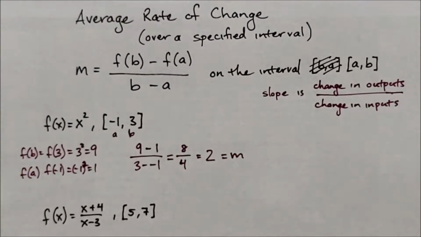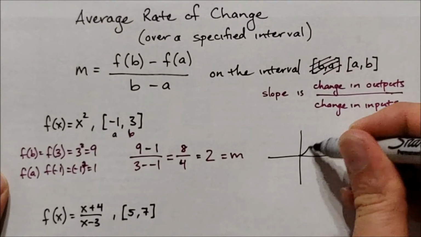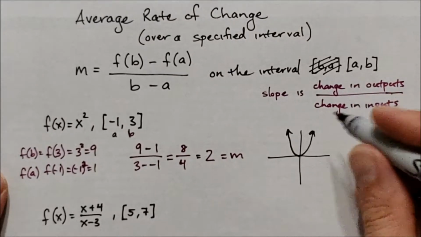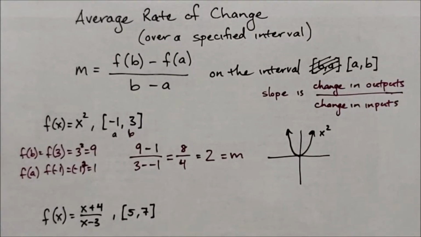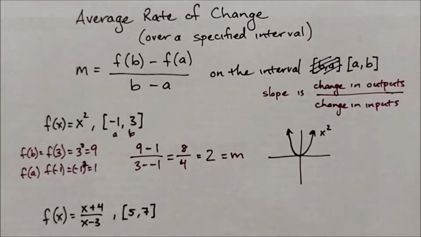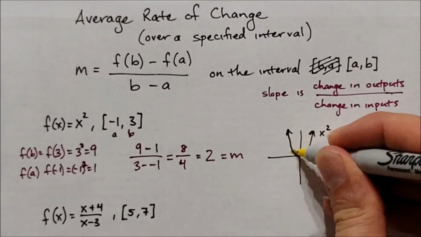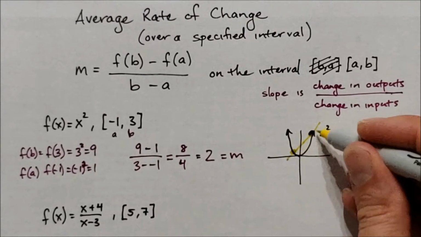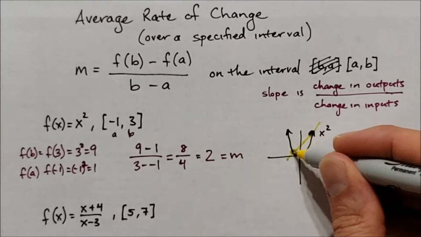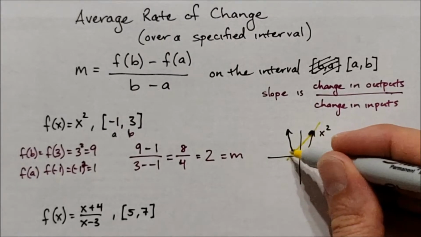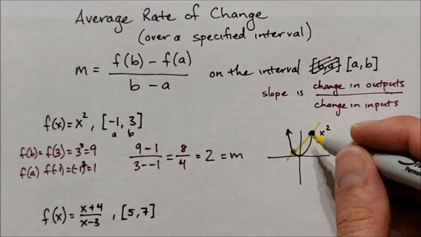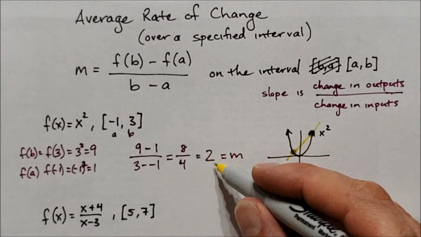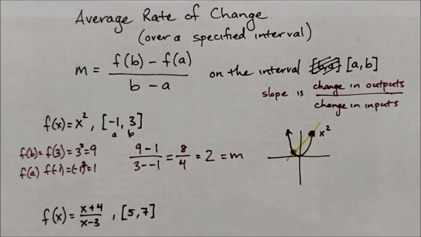Well, let's take a look at it on a graph. I'll just sketch this very quickly, it doesn't have to be quite perfect, x squared. If we're looking at the interval from -1 to 3, the slope of that line, or the average rate of change from -1 to 3, well, that's from 1 up to 9 on the range, for the range values or outputs, that average is 2. Meaning the slope is 2. All right, let's move on to the next one.